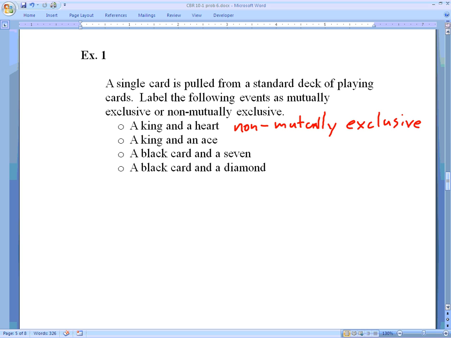So let's look at the next one, a king and an ace. Now every suit has a king, every suit has an ace, and there's four suits in the deck, but there's no single card that is both a king and an ace, so that's not possible. So we would say those are mutually exclusive.